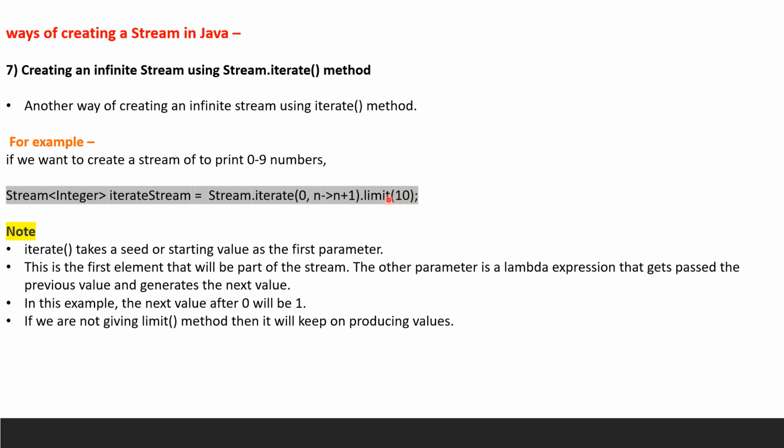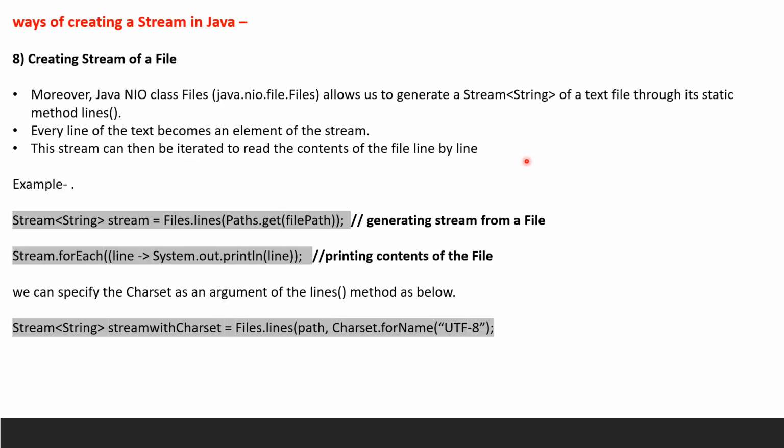If you are not giving this limit method, then it will keep on producing values. So I'm going to give the limit over here because I need only the numbers 0 to 9. If I don't want any limit, then it will produce an infinite stream for us. Hope this clears. So we have two methods for creating an infinite stream: the Stream.generate method as well as the Stream.iterate method. And going to the last method, creating a stream of a file.